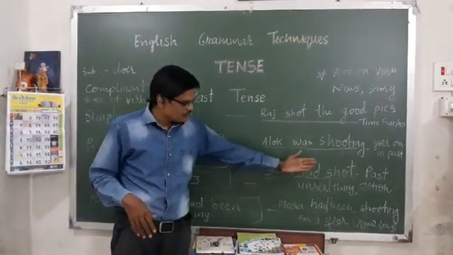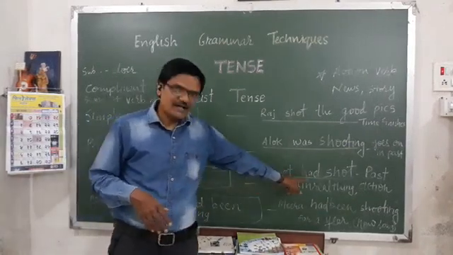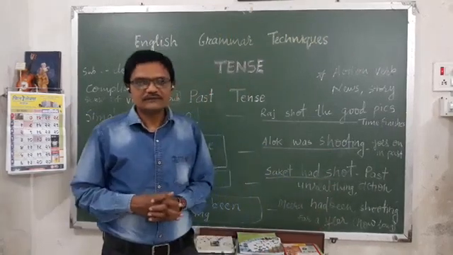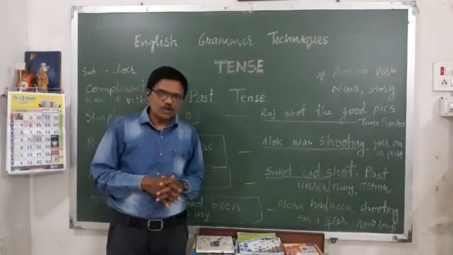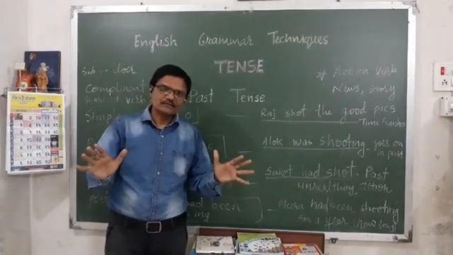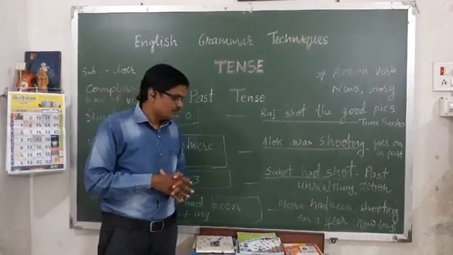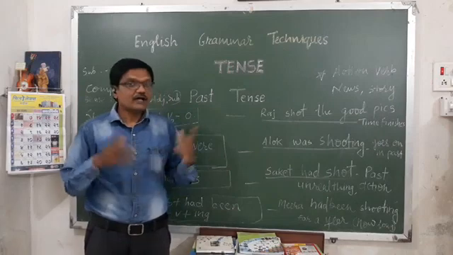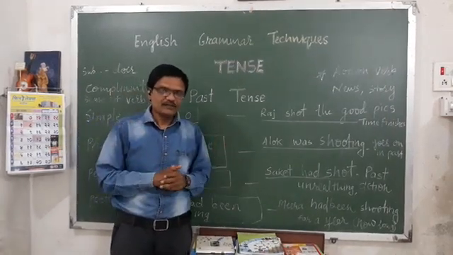So what's the sentence? Saket had shot. Saket is the subject, had is a helping verb, and the sentence ends with the third form of the main verb: shoot, shot, shot. So shot is the past participle form of the main verb. Saket had shot in the garden. Saket had shot the film.